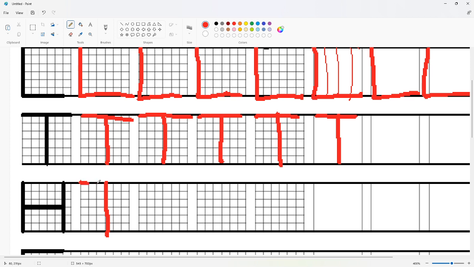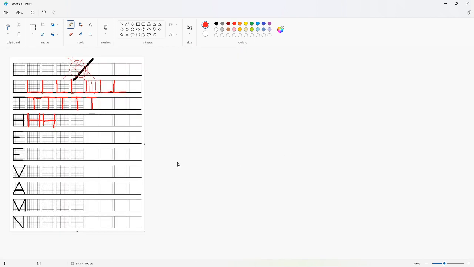First, you'll be practicing with grids, right? Then next, without grids. Okay? Again, no need to put grids. No need.